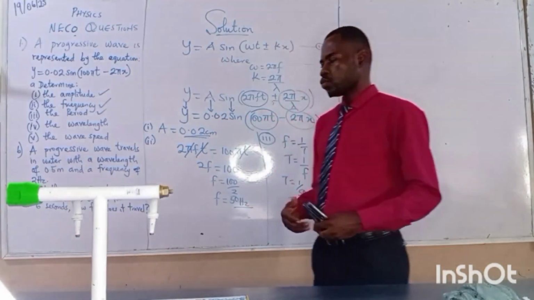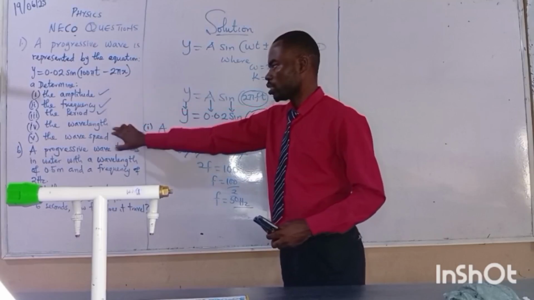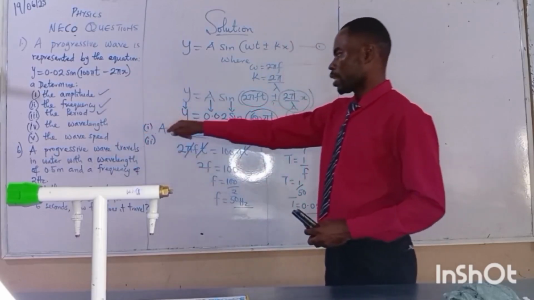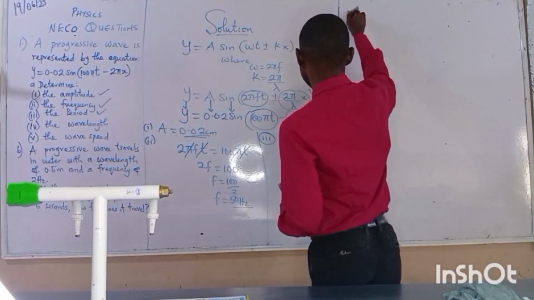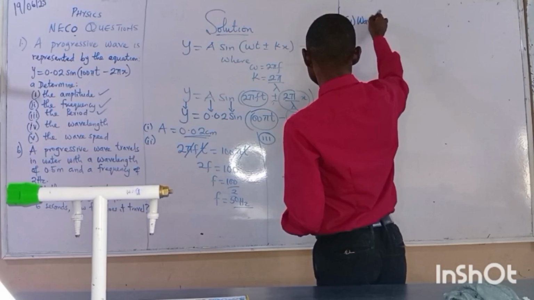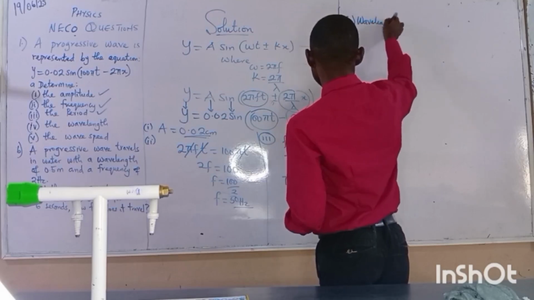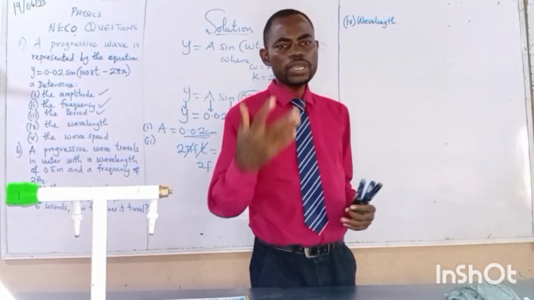Now we have to go to question number 4 of this equation. It says we should find wavelength. Where can we find wavelength? We want to find wavelength. Remember, figure 4. That's all. The next thing will now be, how can we get our wavelength?